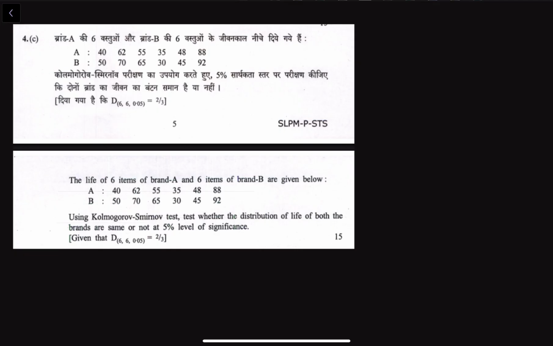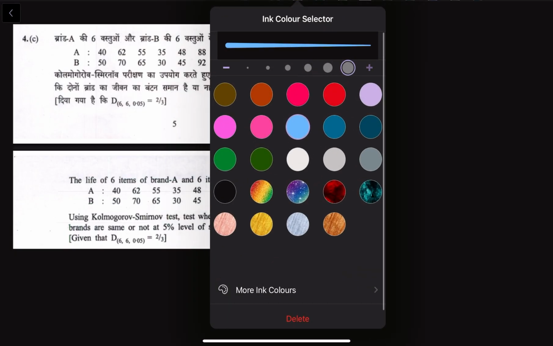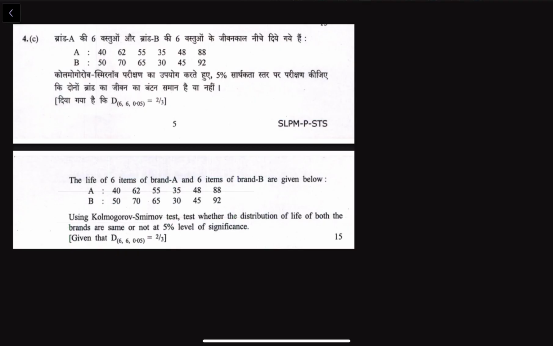Now we are asked to use the Kolmogorov-Smirnov test to test whether the distribution of life of both the brands is the same or not at 5% level of significance. So we are asked to use the Kolmogorov-Smirnov test at 5% level of significance to check if both the brands have the same distribution. We were also given the critical value.